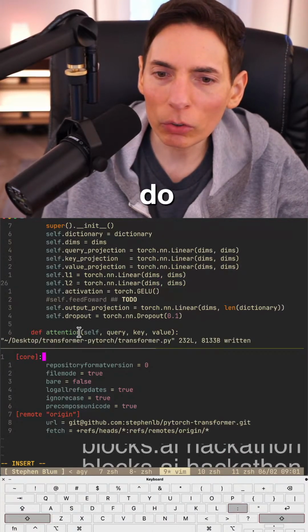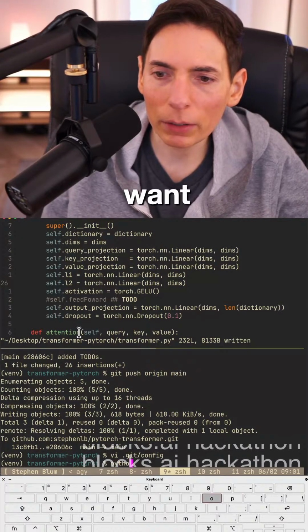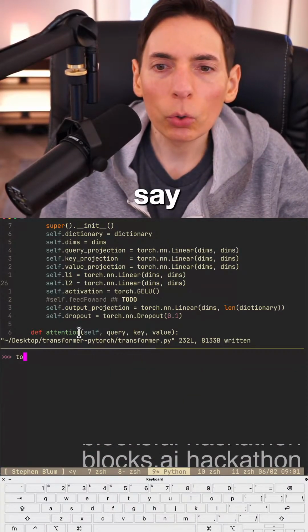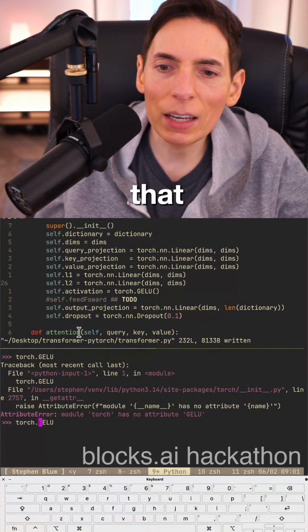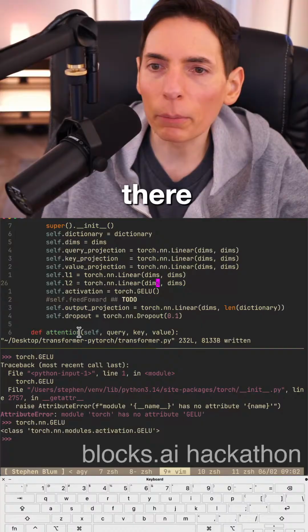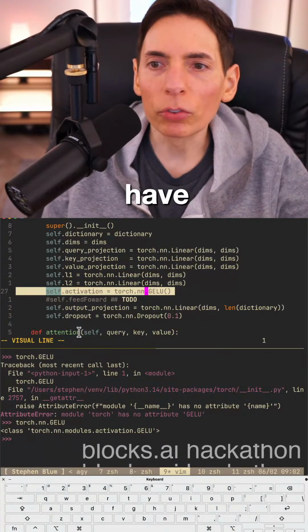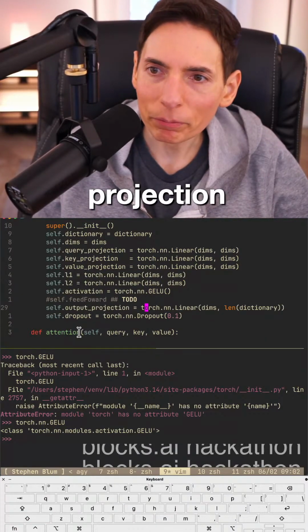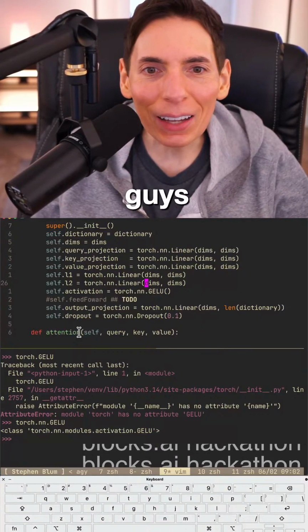Is that right? Do you guys remember? Let's see here. I want Python import torch. Then I want to say torch.gelu. No, it's torch.nn probably. There it is, right there. Perfect. Okay. So we got ourselves an activation. We got ourselves the feed forward, and we got an output projection. Perfect. All right. We're making our way. We're making it work, you guys.